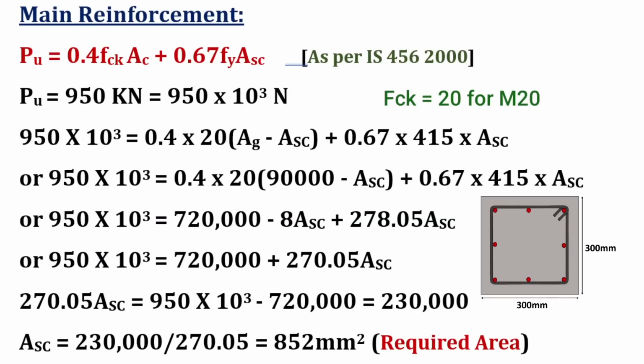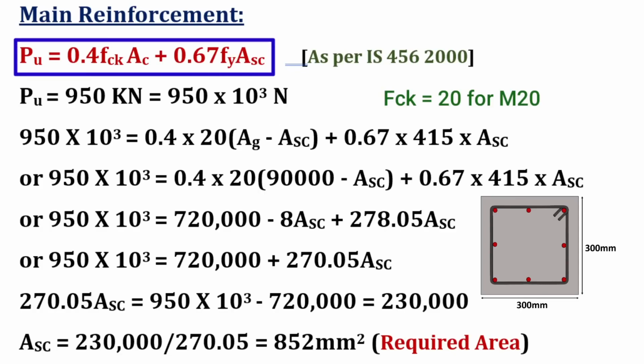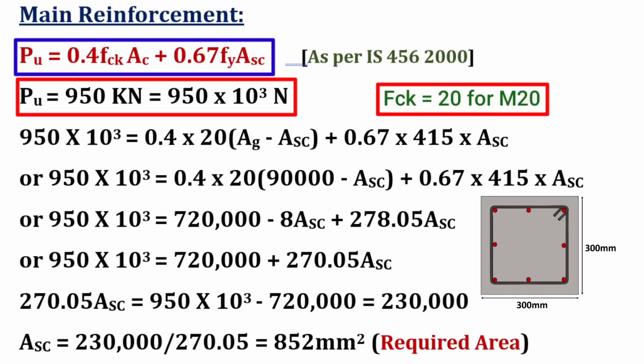To calculate the main reinforcement, we can use the formula PU equal to 0.4 FCK AC plus 0.67 Fy ASC, where PU is the ultimate axial load of the column, which is given as 950 kN or 950 into 10 raised power 3 Newton. FCK is the grade of concrete, which is given as 20. AC is the area of concrete. Fy is given as 415 and ASC is the area of steel.